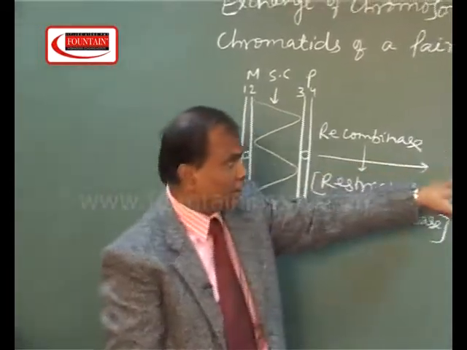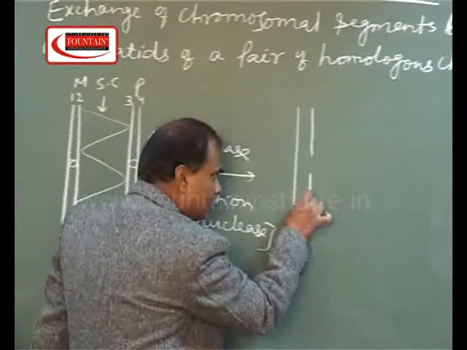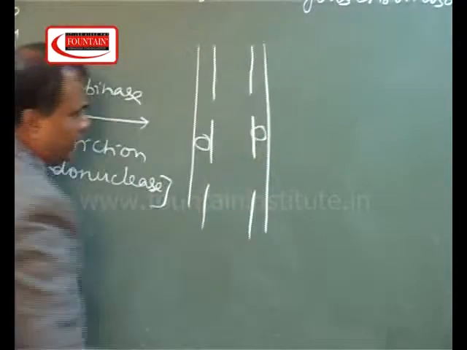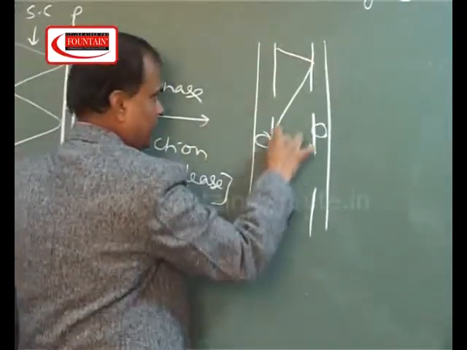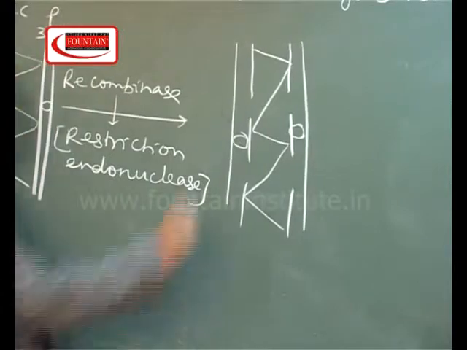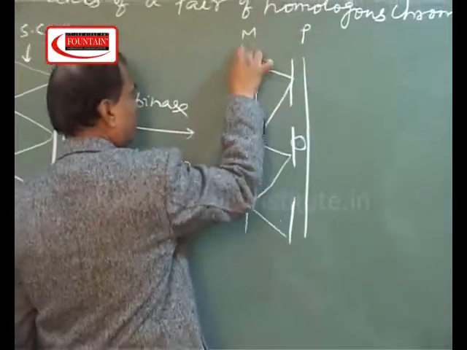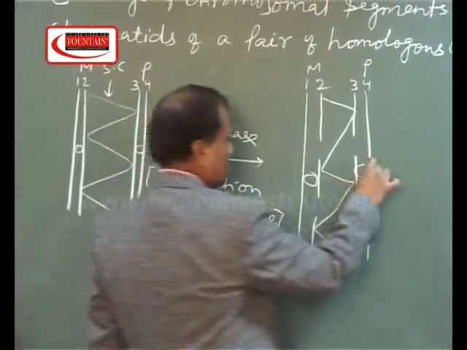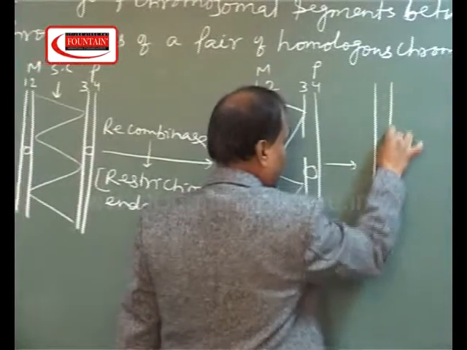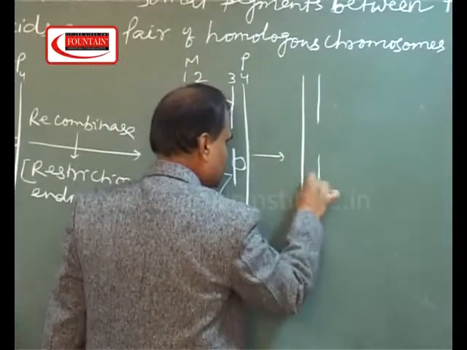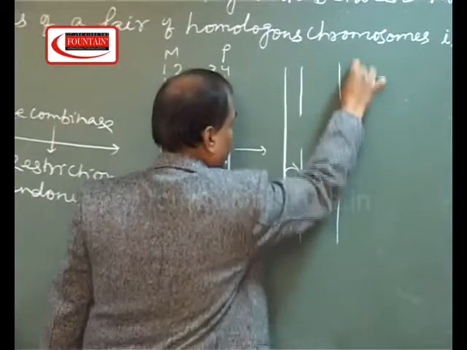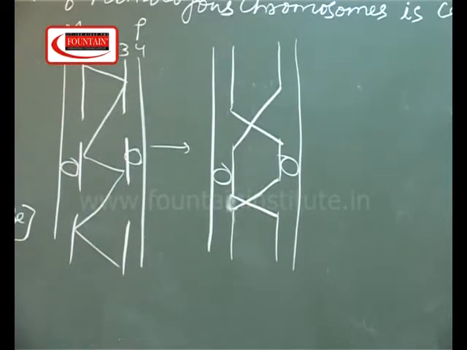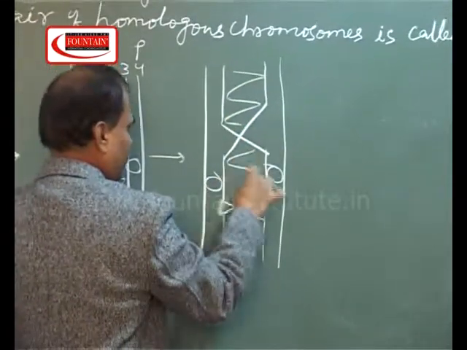So, suppose breakage occurs in chromatids 2 and 3. If breakage occurs in 2 and 3, they are joined by the synaptonemal complex. This is the maternal chromosome, this is the paternal one, 1, 2, 3, 4. Now, during exchange they cross each other, meaning they form a cross-like structure, like this. This one exchanges with this and this one exchanges with this, and in between the two, the synaptonemal complex is present.